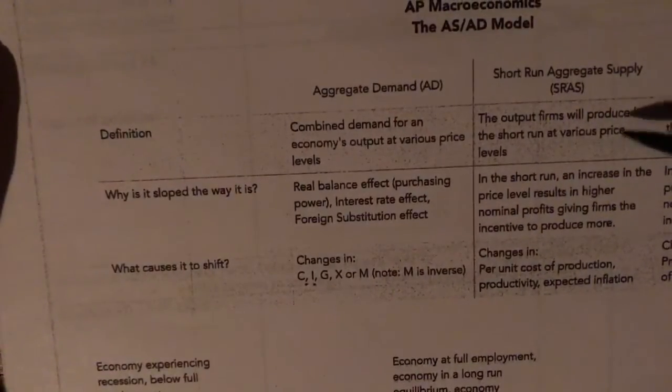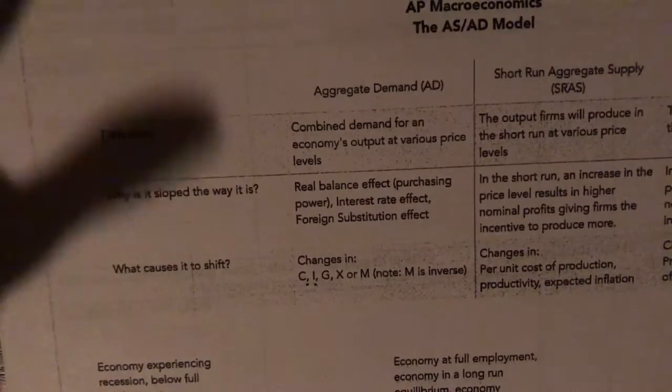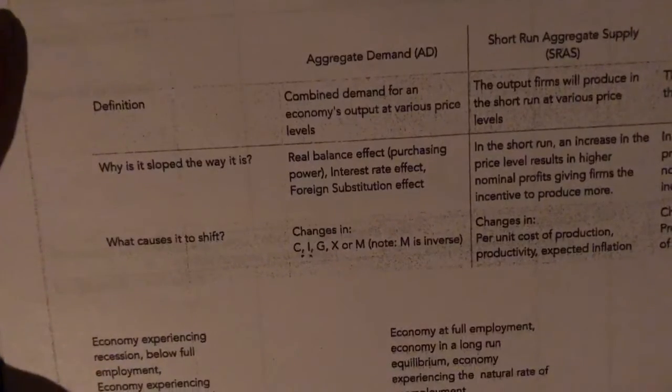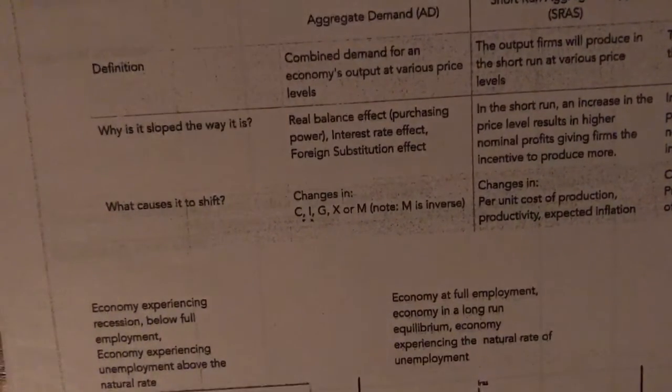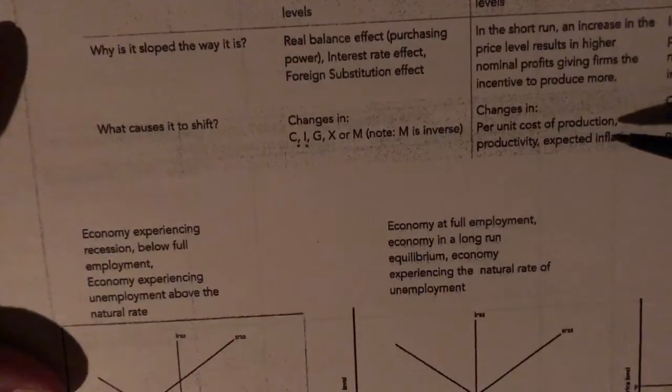Okay, the short run aggregate supply, which we talk about, is all the output of firms at a set time. We're going to see in the short run, prices will increase at higher nominal profits. The firms will want to produce more. What causes the shift is changes in cost of production and productivity.